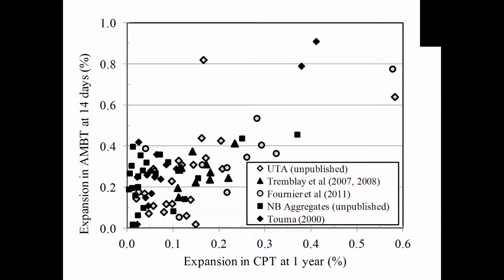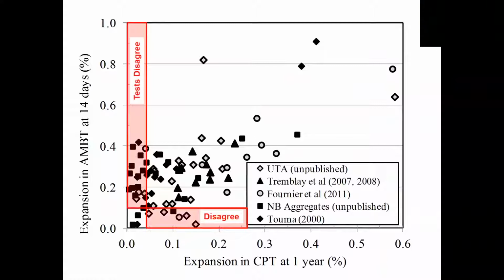The problem with these tests is they don't correlate very well. There's a disconnect between the two tests, and what you can see there is results from the accelerated test on the vertical axis and results from the concrete test on the horizontal axis, and there really is a very, very poor relationship between the two tests, and very often the outcomes of the test disagree.